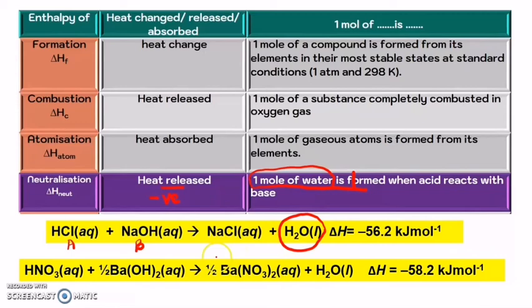Okay, let's look at another example. We have HNO3 as acid, Ba(OH)2 as our base, so it will produce salt and water. In this case, we have to balance so that H2O becomes 1 mole. That's why we have to put half for Ba(OH)2, barium hydroxide, and half for barium nitrate. By referring to the definition, 1 mole of water is formed when acid reacts with base.